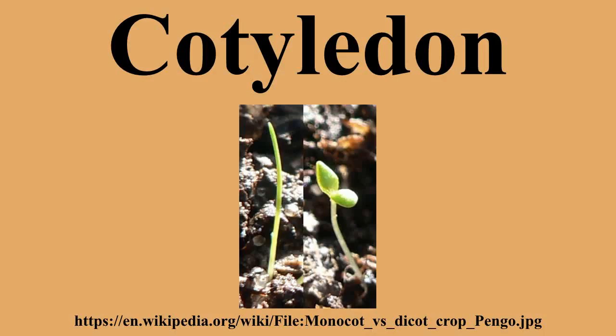Species with one cotyledon are called monocotyledonous. Plants with two embryonic leaves are termed dicotyledonous and placed in the class Magnoliopsida. In the case of dicot seedlings whose cotyledons are photosynthetic, the cotyledons are functionally similar to leaves. However, true leaves and cotyledons are developmentally distinct.